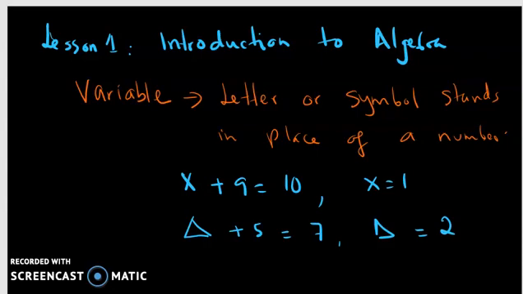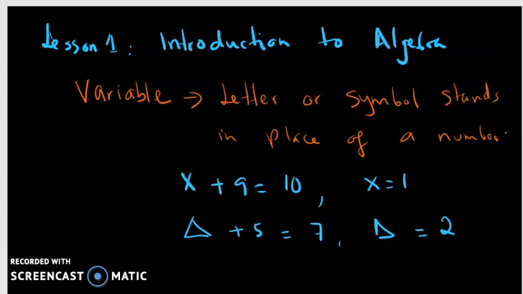So a variable is a letter or symbol that stands in place of a number. You can have as many letters as the English alphabet: X, Y, Z, A, B, C, D up to 26. Those letters can be your variables. You can have any symbol that you can come up with to represent a number.